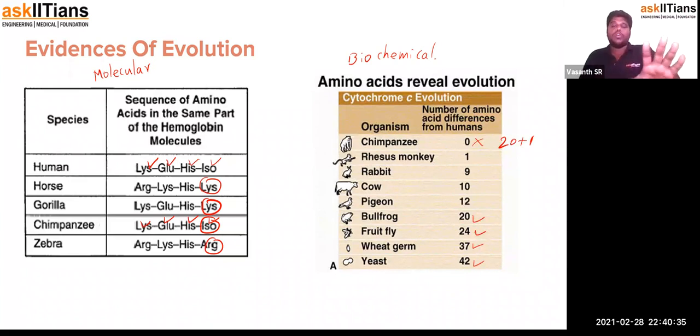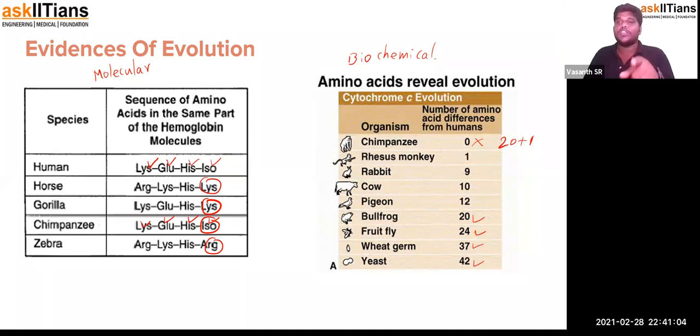In the previous one, we were talking about a hemoglobin molecule. Now we are talking about one particular amino acid that is found in the organism. And so the fewer the differences, the more related we are. It's obvious, right? That's how we categorized in the biodiversity chapter. The organisms are classified based on their similarities and differences. The more the similarities, the more closely related. The more the differences, the more distantly related.